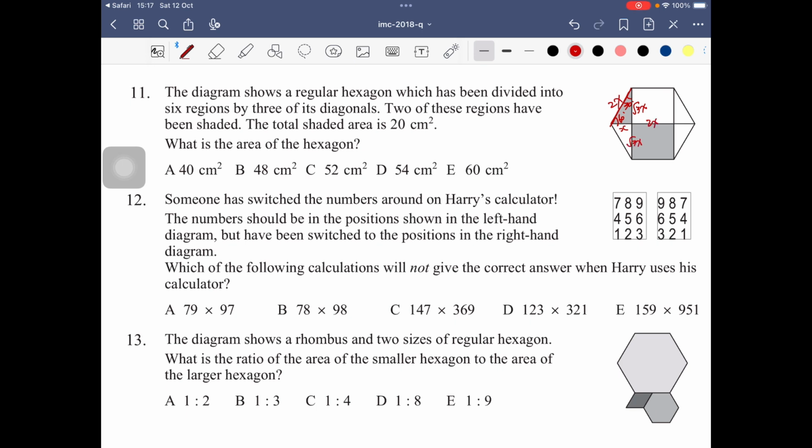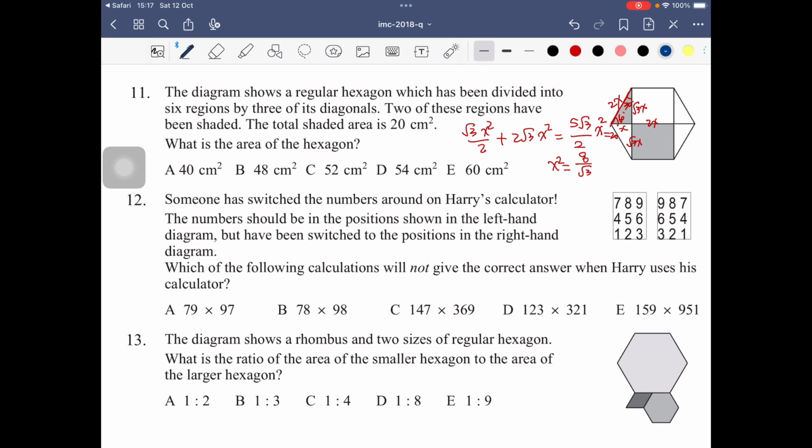So the shaded region's area is square root of 3x squared over 2, which is a triangle, plus the rectangle, 2 square root of 3x squared. So altogether 5 over 2 square root of 3x squared. This is 20, so now we understand x squared is 8 over square root of 3. The question is the area of the hexagon, so the whole area. So now we will solve it out.